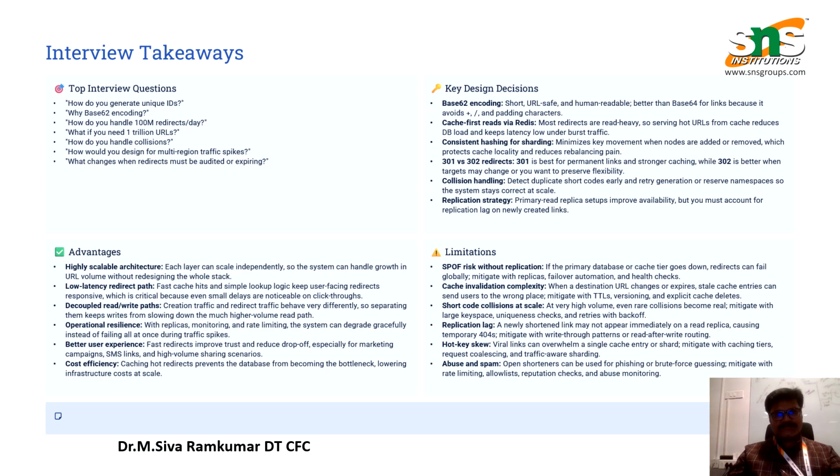The most important interview tip is this: don't just describe the architecture, explain why each component is used, discuss the trade-offs, and describe how the system handles failure. That demonstrates true system design thinking.